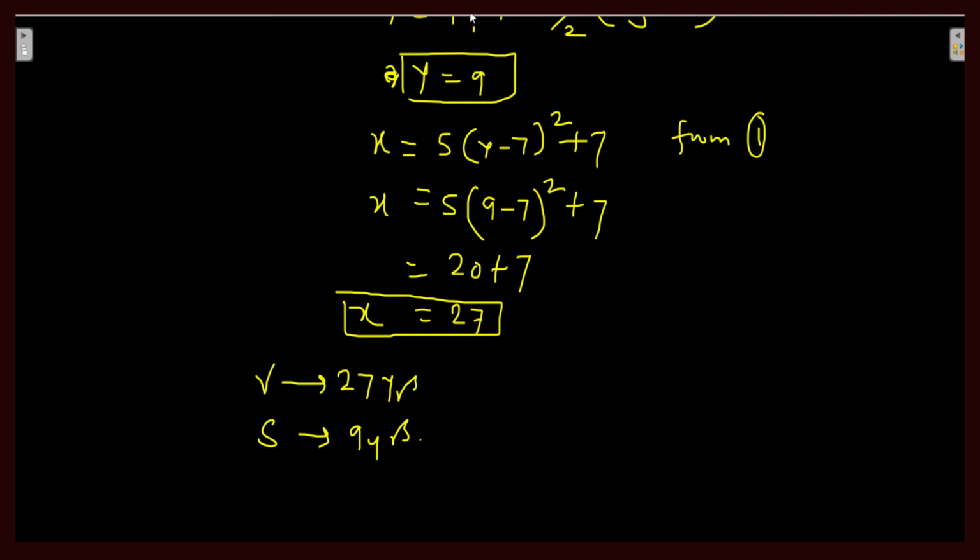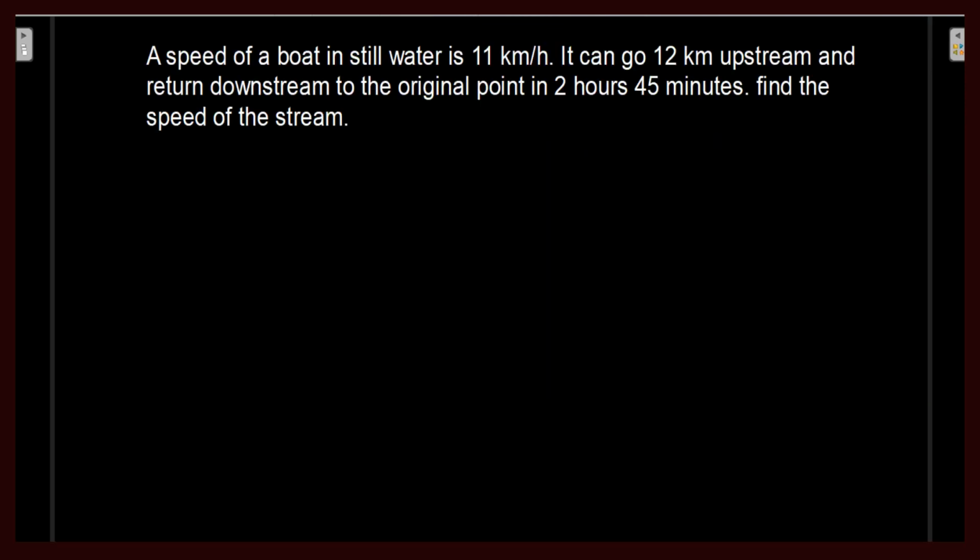Now friends, let us move to the second question. So the second question is on the screen. The speed of a boat in still water is 11 km per hour. It can go 12 km upstream and return downstream to the original point in 2 hours 45 minutes. Find the speed of the stream.